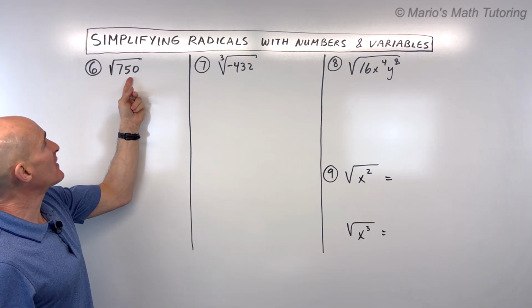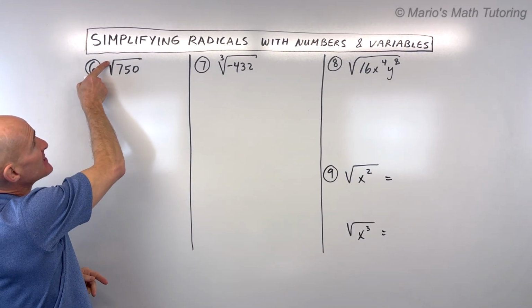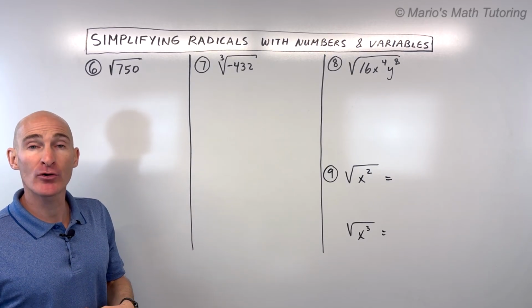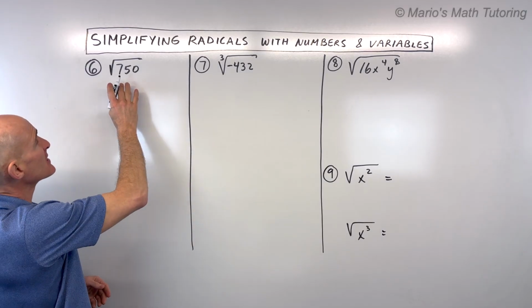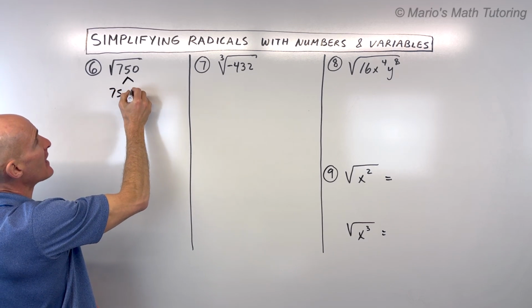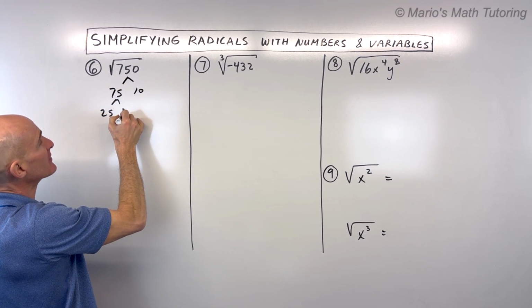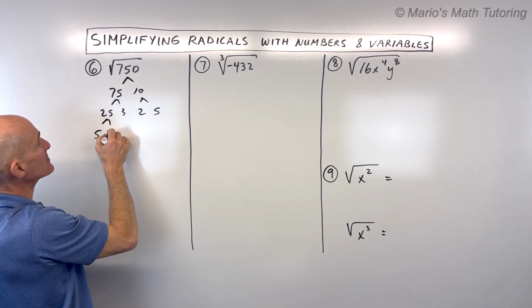Now, for number 6, we've got the square root of 750. And I know it's a square root because there's not an index up here, so that's understood to be a 2. We're looking for groups of 2 of the same number, or a number times itself, twice. And so the square root of 750, that's a big number. Let's go ahead and do a factor tree. Let's do 75 times 10, that's 750. And 75 is 25 times 3, 10 is 2 times 5, and 25 is 5 times 5.